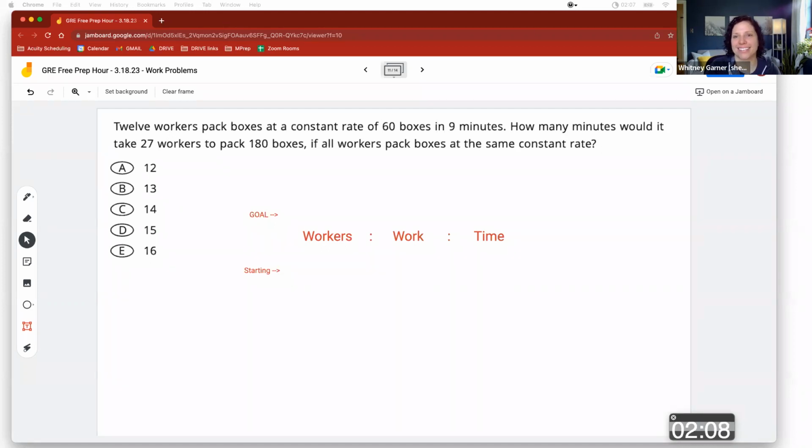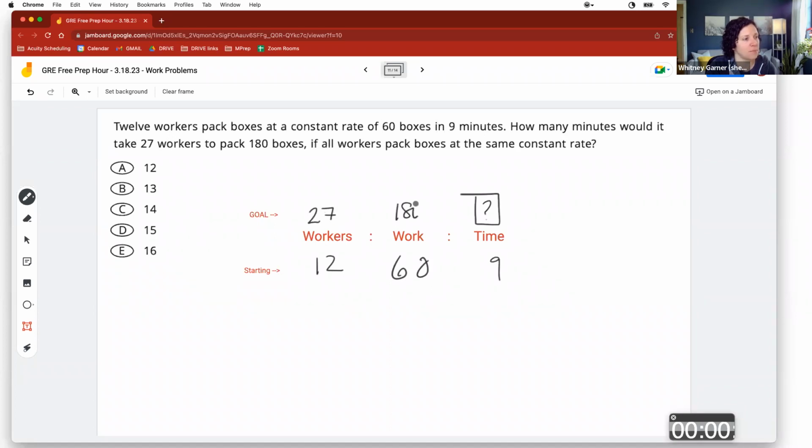All right. Nice. I got a couple answers in. Very nice. So we'll start with 12 workers pack boxes at a constant rate of 60 boxes every 9 minutes. Oops, put them on the wrong side. Hold on one sec. 12 workers, rate of 60 boxes every 9 minutes. And how many minutes would it take 27 workers to pack 180 boxes?